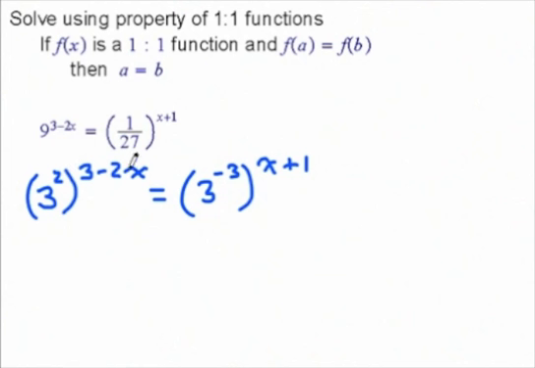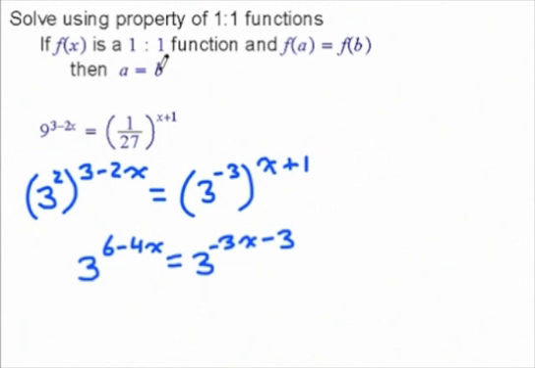Power to a power, we're going to multiply, so we get these bases with one exponent. So we're going to get 3 raised to the 6 minus 4x. And on the other side, we're going to get 3 raised to the negative 3x minus 3.